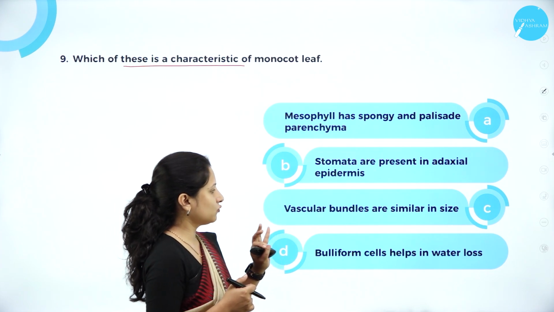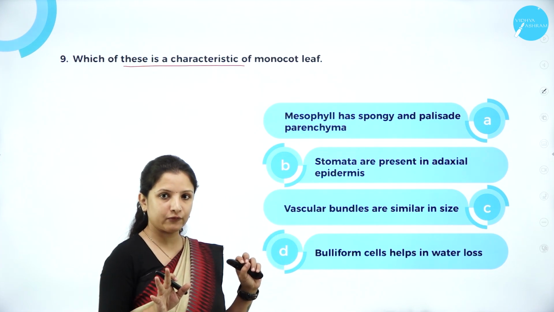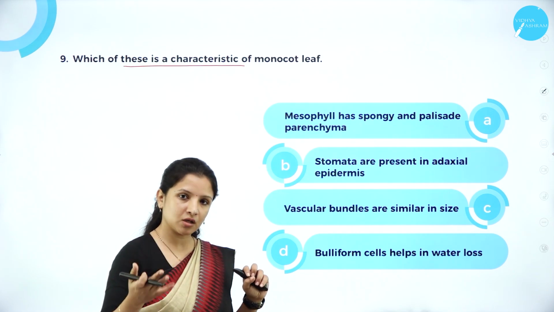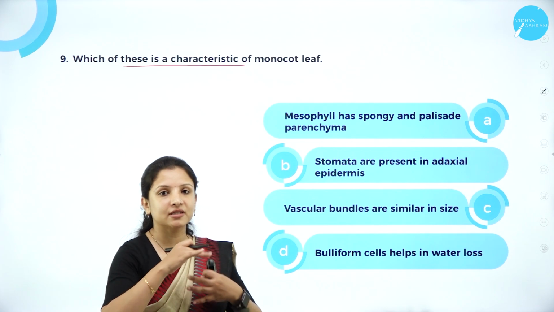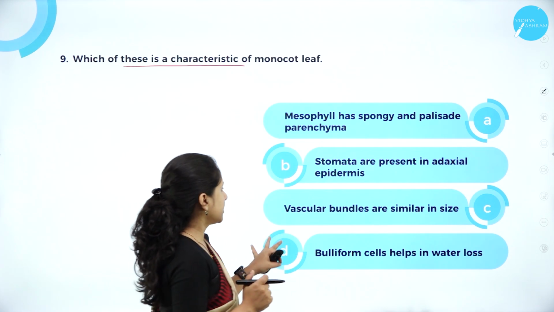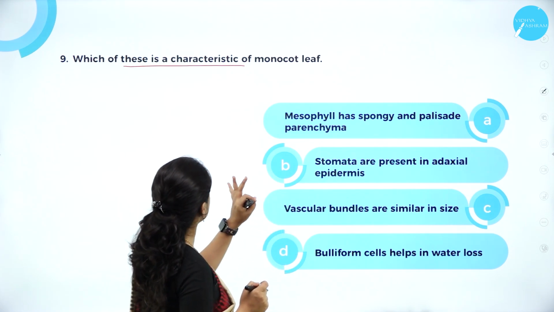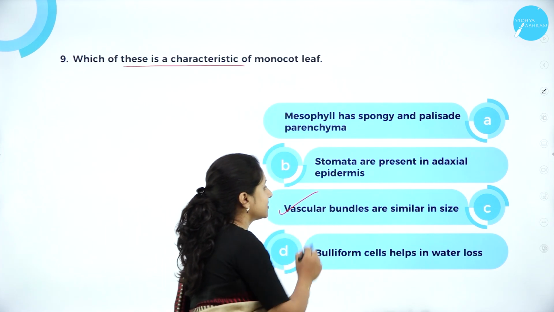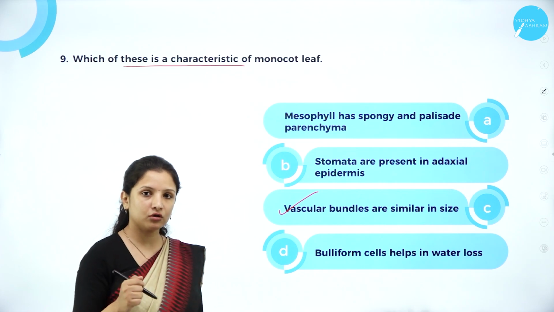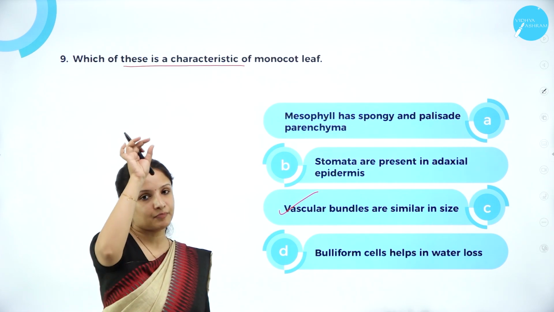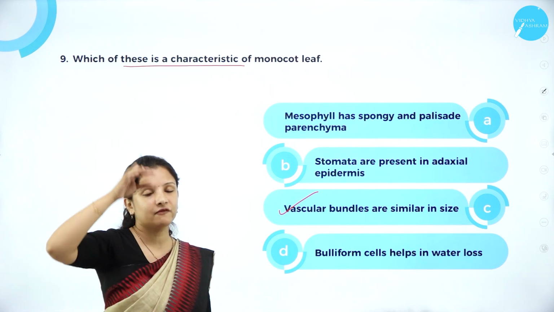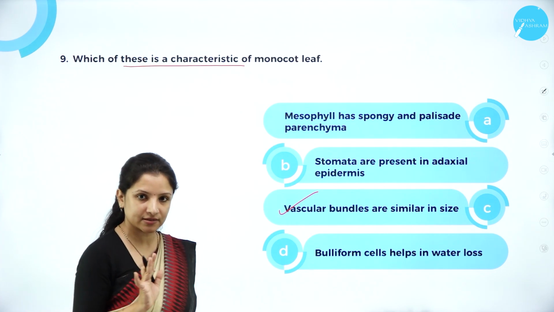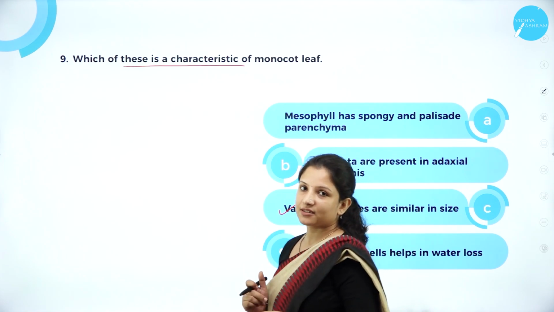Bulliform cells help in water loss. Now, bulliform cells do not help in water loss, but when there is water loss occurring, to prevent further water loss, they become flaccid resulting in curling of the leaf. So, therefore, the characteristic that is correct here is vascular bundles are similar in size, because in monocots, the entire leaf has parallel venation wherein all the veins are of equal size, therefore resulting in equal size vascular bundles. So therefore option C is the right answer here.